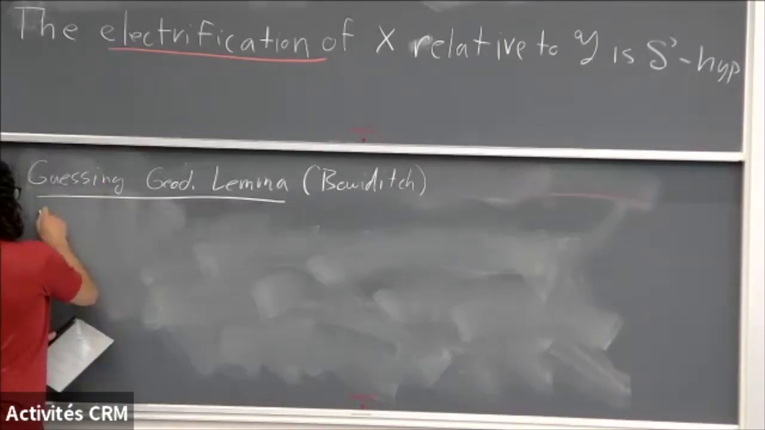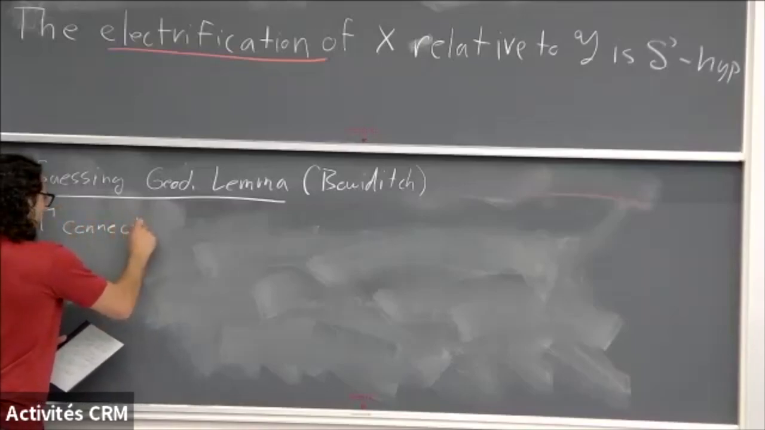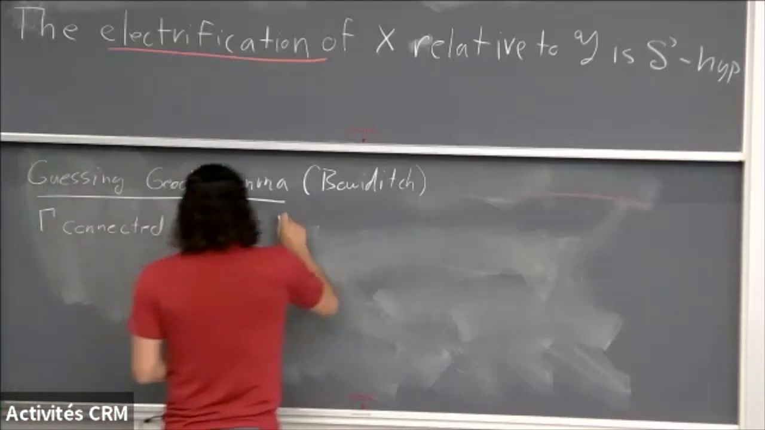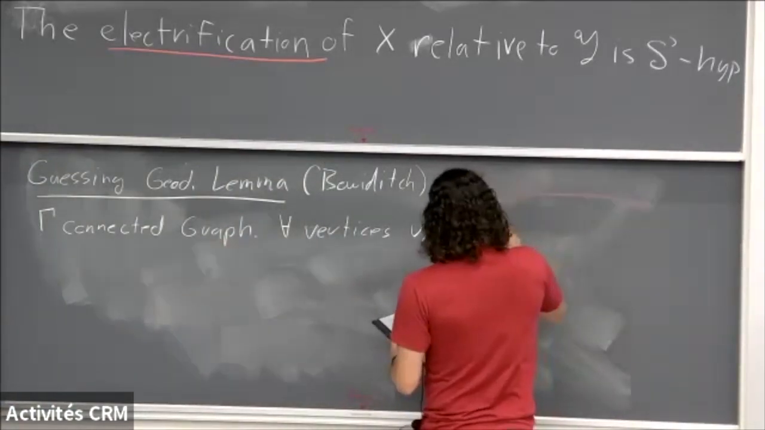Okay, so for this version, we'll have a connected graph gamma. Now, for each pair of vertices of this graph, B and W, we're going to assign a connected subset.